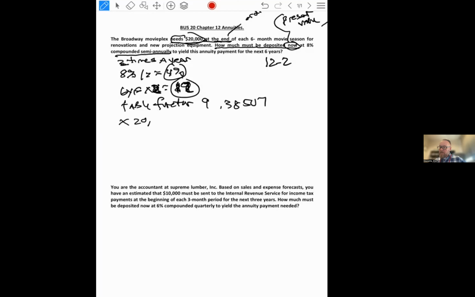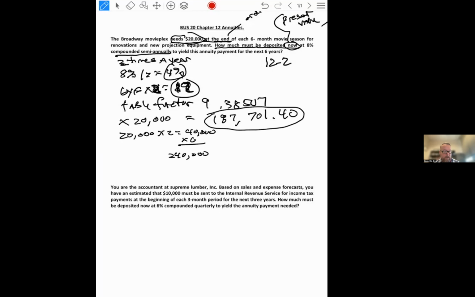every 6 months. So again, I would have to take the 20,000 times 2, which would be 40,000 a year. And then I would times that by 6. So 6 times 40,000 is 240,000 is what they're hoping to get. That's what they're hoping to have. So what they need to deposit then between now and in those payments every 6 months is $187,701.40.